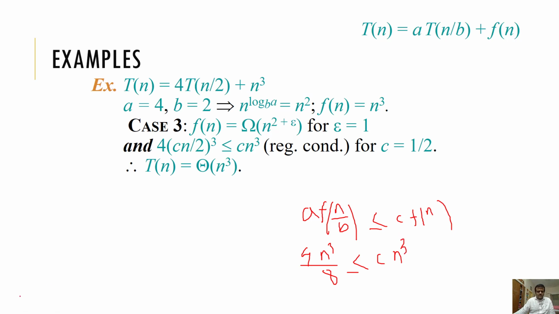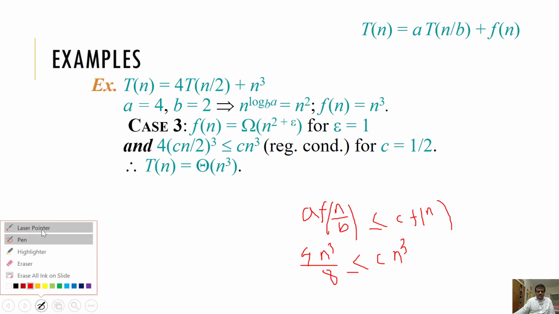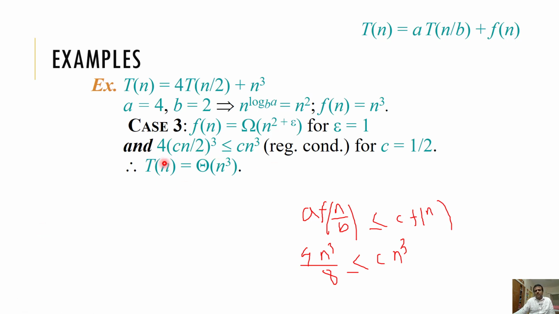Okay. This c won't be there. So 4 into n cube by 3, n cube by 8. This c won't be there. Sorry. So this should be less than or equal to some c n cube. That c should be less than 1; we should get some c, which is a fraction, greater than 0.